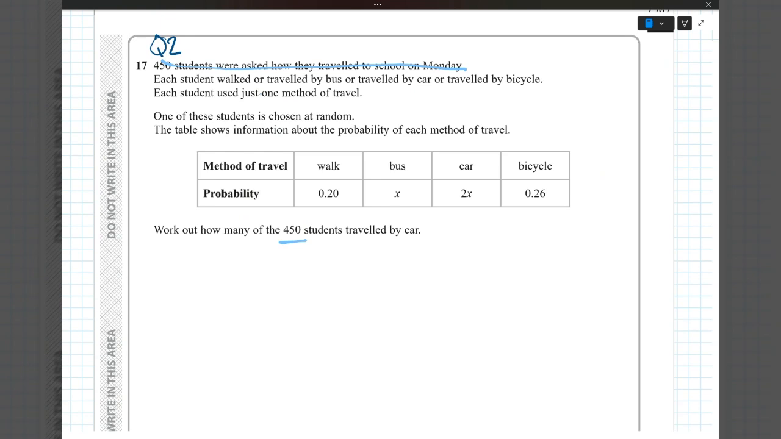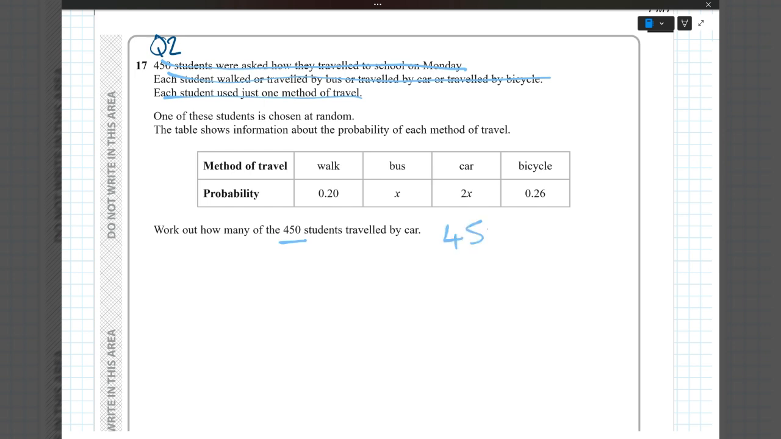Each student walked or travelled by bus or travelled by car or travelled by bicycle. That's all in the table, so I don't need to worry about that. Each student used just one method of travel. Okay, don't need that anymore. One of these students is chosen at random. The table shows information about the probability of each method. Work out how many of the students travelled by car.